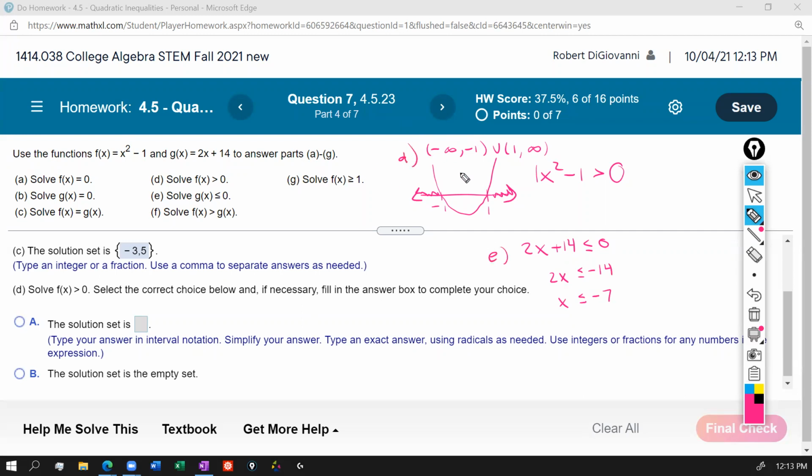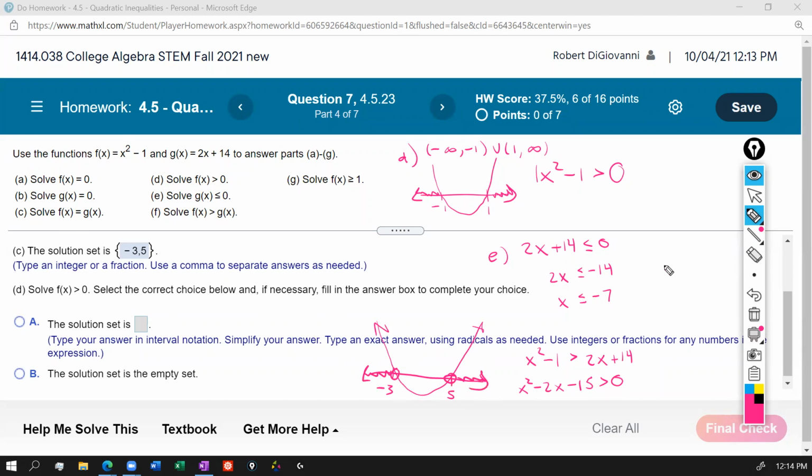Okay, for F, I want to know where f of x is greater than g of x. So they want to know where x squared minus 1 is greater than 2x plus 14. But if we move everything to one side, we have a quadratic inequality. Now this looks like part C, where we set them equal to each other and we got that quadratic. We said that the two solutions here were negative 3 and 5. And the parabola opens up like this. So we want to know where the f was greater than g, so where this is greater than 0. And so that'll be this way and this way.